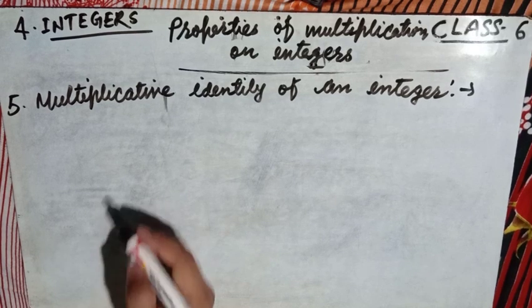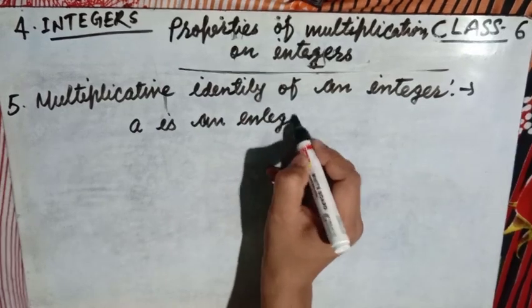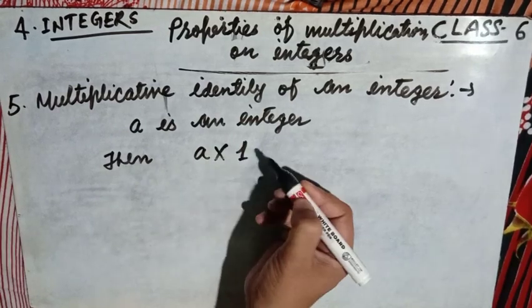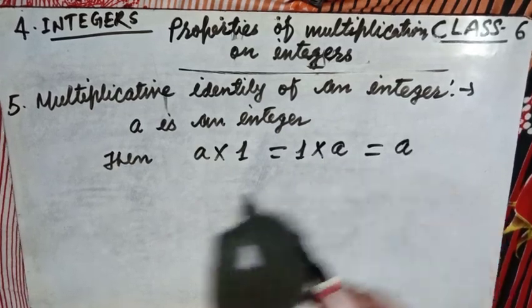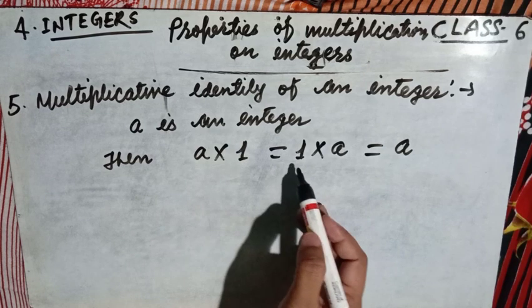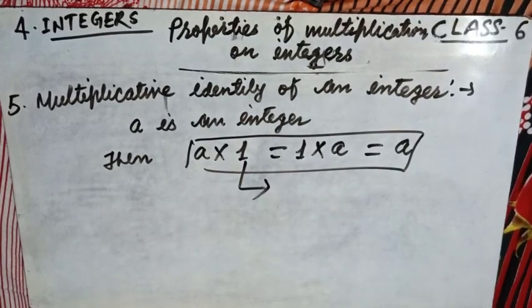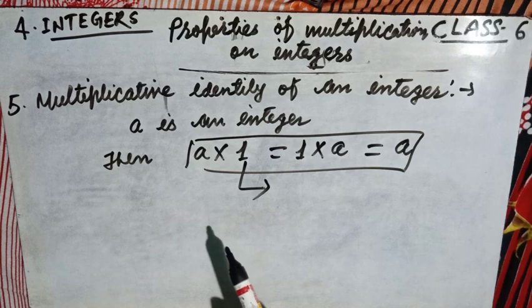Now see, suppose A is an integer. Then A multiplied by a particular number, which is 1, is equal to A. That means when an integer is multiplied by a particular number and gives us the same integer, that particular number, 1, is called the multiplicative identity. But does every integer have a multiplicative identity? Now let us check how.